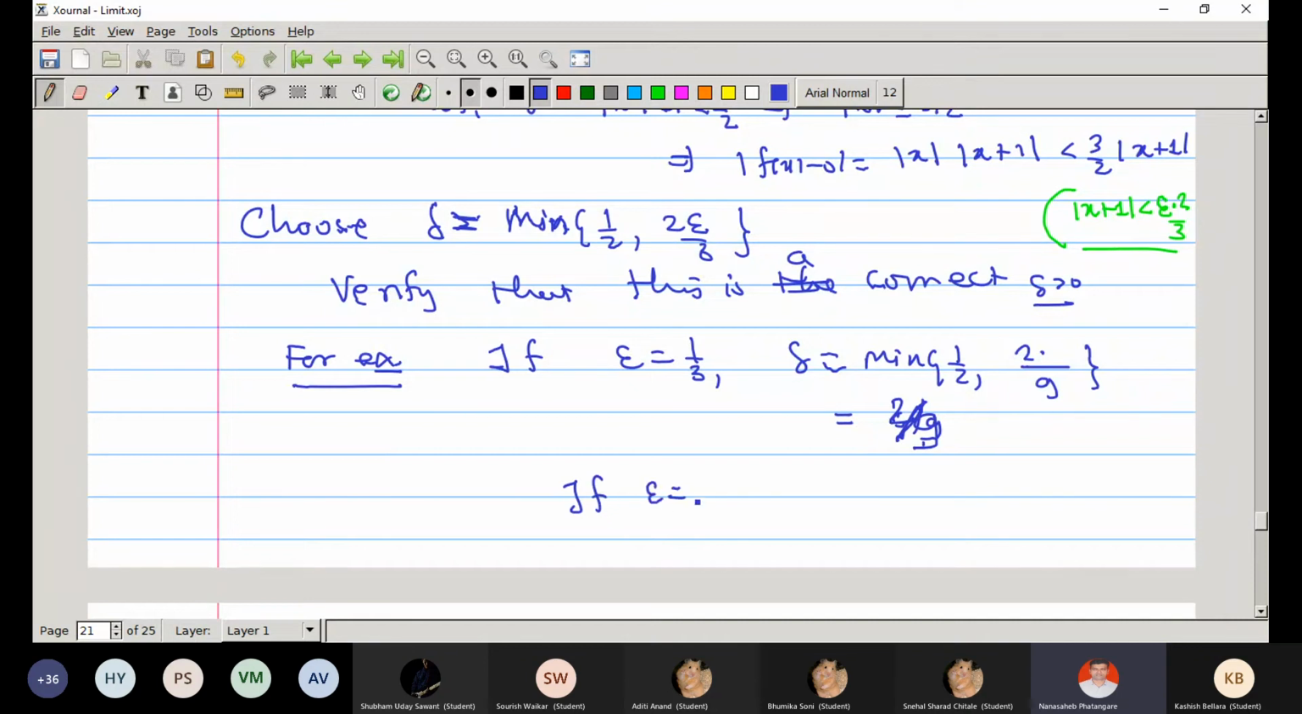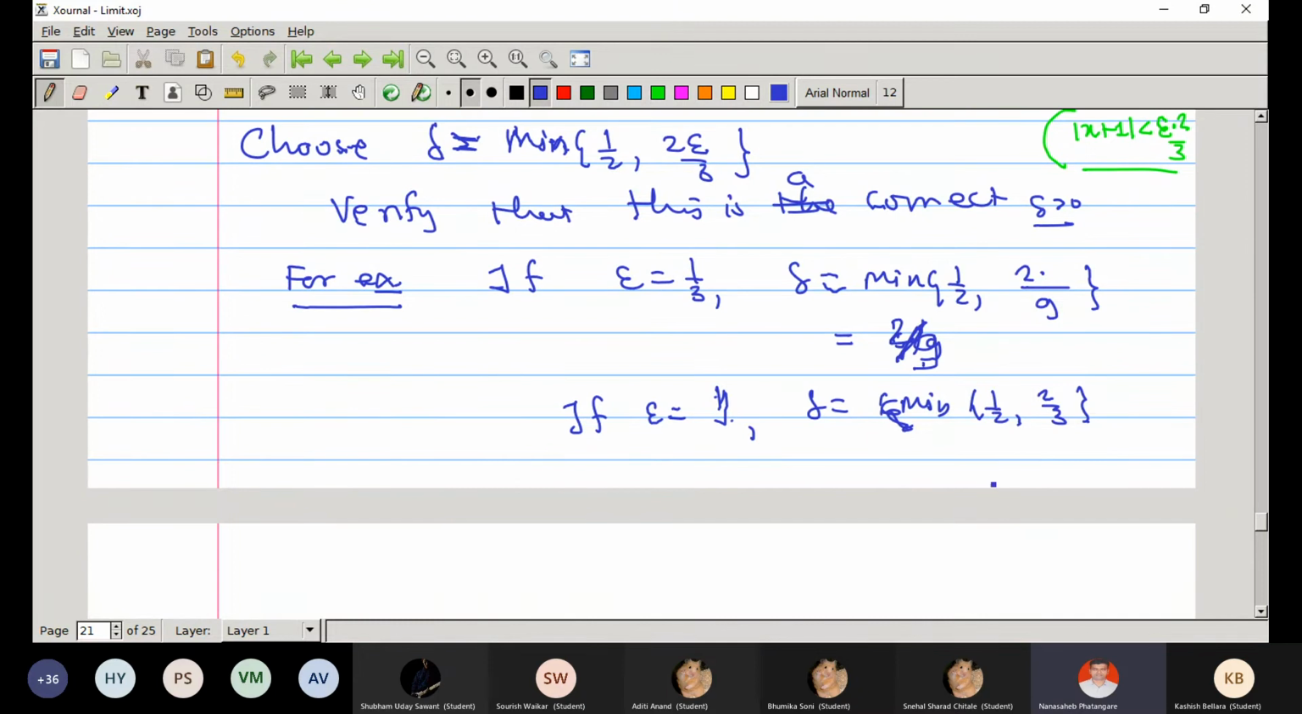Right? If epsilon is equal to, suppose, 1, then what is delta? Minimum of half and 2 by 3, which is the minimum? Half. In this case, we should have delta equal to half. Right? See, why are we choosing the minimum?